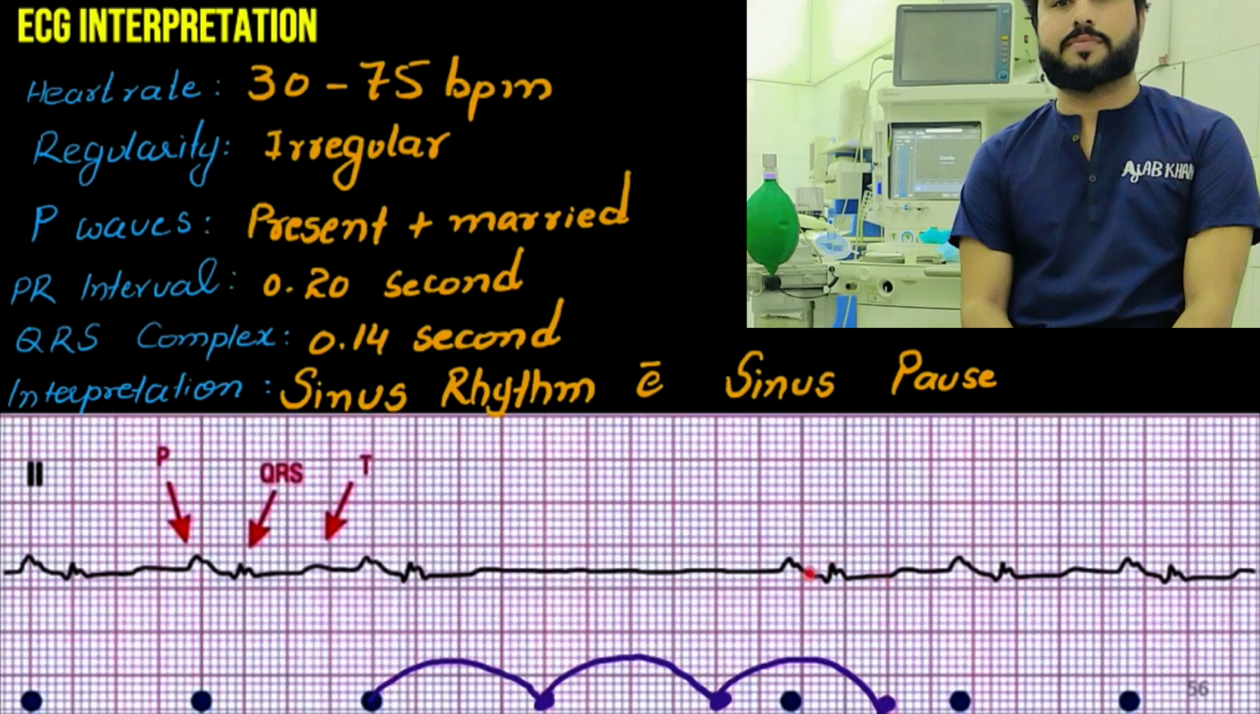But the P wave appeared earlier. The P wave is present over here. The P wave is not following the P to P interval. The P wave is not marching out properly. So it is a sinus rhythm with sinus pause. If more than 2 beats would have been missed, if this beat was also missing, we would have called it sinus arrest.